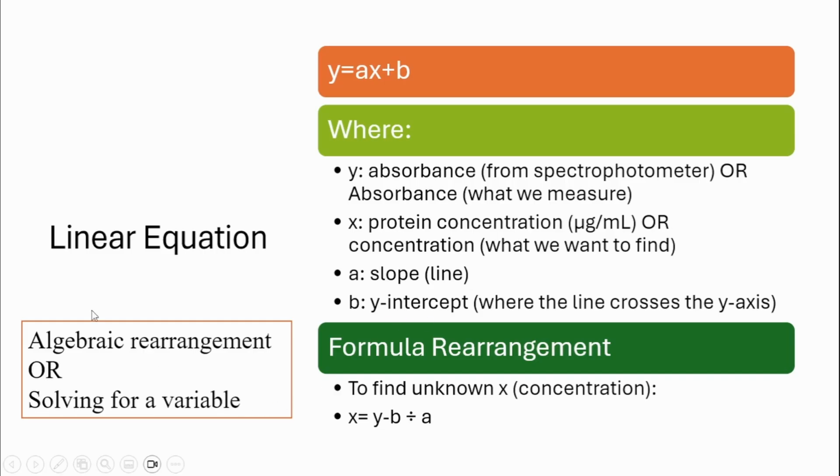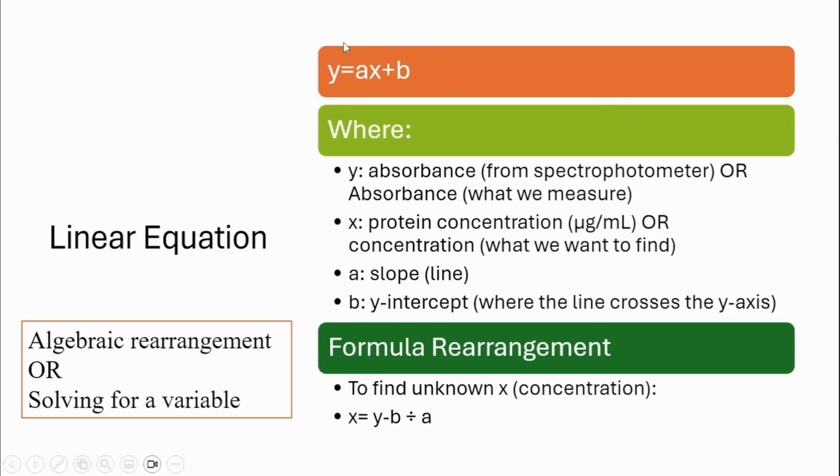Linear equation: y is equal to ax plus b. Here y is the absorbance, or the reading or value which we get from the spectrophotometer. X is the actual concentration, or protein concentration, which is our target that we want to know. A is the slope of the standard curve line. B is the y-intercept, where the line crosses the y-axis.